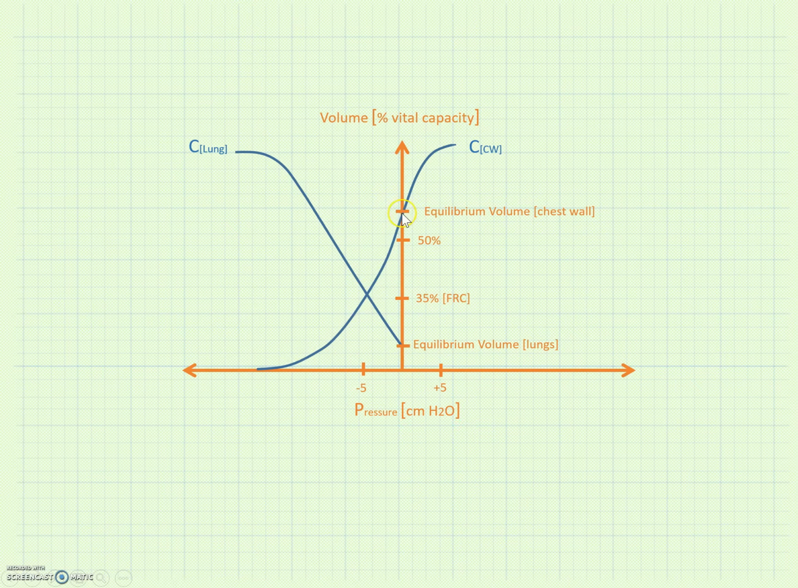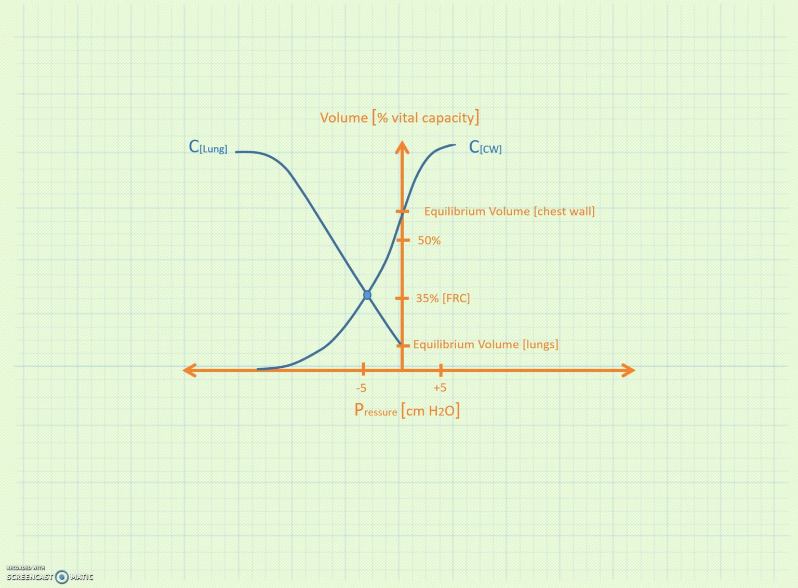And then above its equilibrium volume you'd have to increase pressure within the chest wall relative to atmosphere to continue to increase its volume. In any case, the chest wall has a higher equilibrium volume than the lungs, and the point at which they meet is the functional residual capacity, and it's slightly negative. It's a slightly negative pressure, that is, it's slightly below atmospheric pressure.